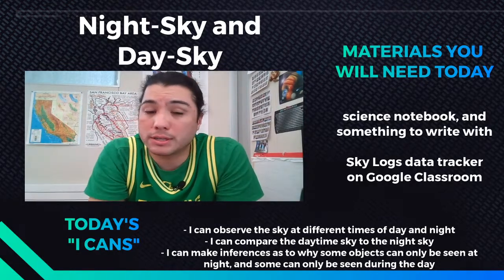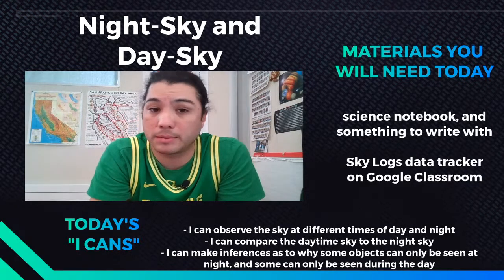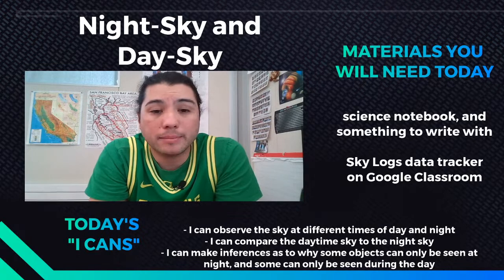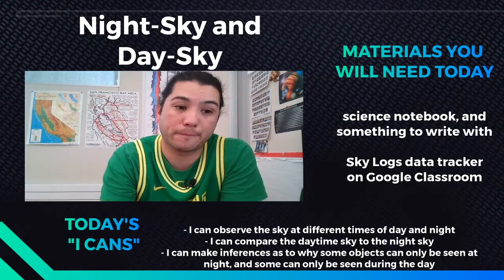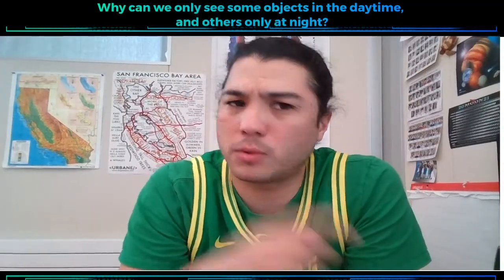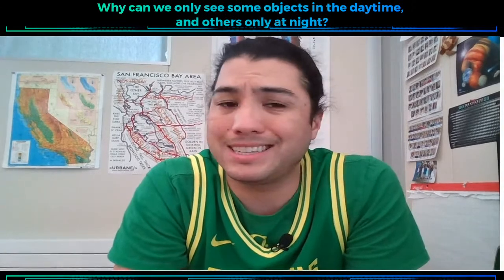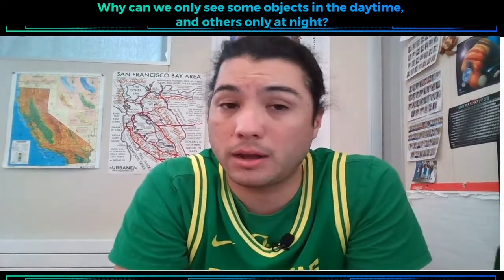I can observe the sky at different times of day and night. I can compare the daytime sky to the night sky, and I can make inferences as to why some objects can only be seen at night and some can be seen during the day. So we're really answering this question up here today: why can we only see some objects in the daytime and others only at night?